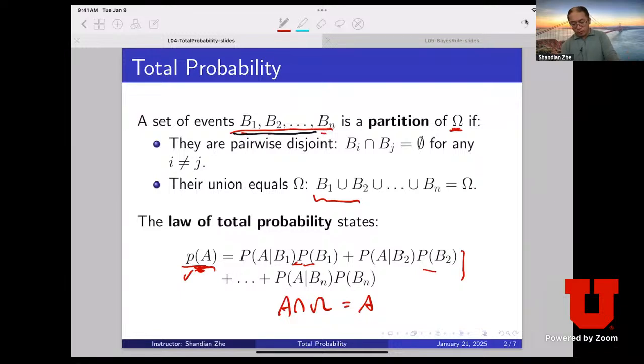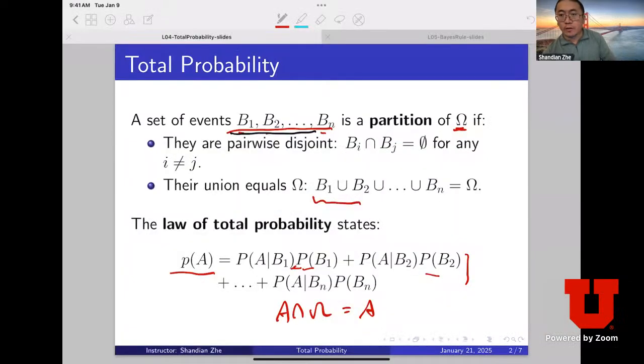And then we can compute the probability of the event A as, sorry, I don't know why it disappears again. One second. Okay, here we go. Oops. This line is really unstable.